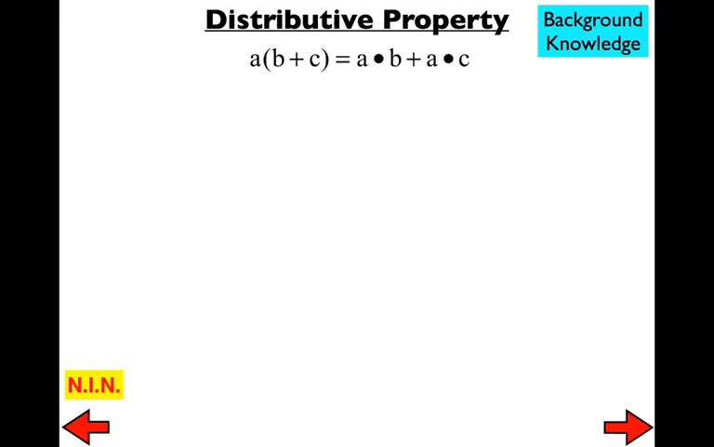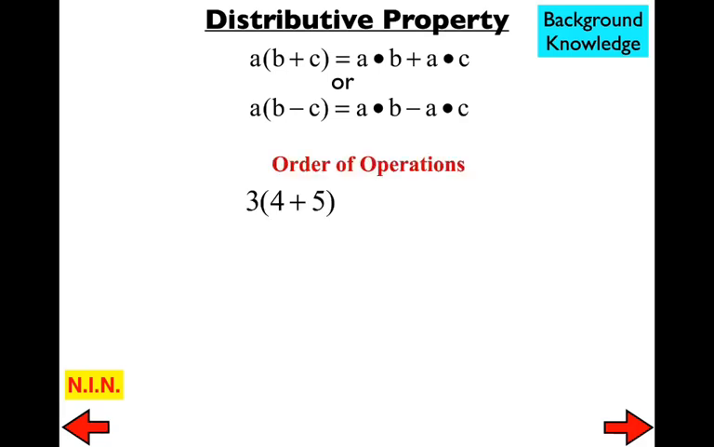If you have A times the quantity of B plus C, that would mean that we could multiply the B by the A and the C also by the A. And it also works for a subtraction inside of the parentheses. So if we just use numbers, it would look something like this. So we're going to multiply that outside 3 by the 4 and the 5.